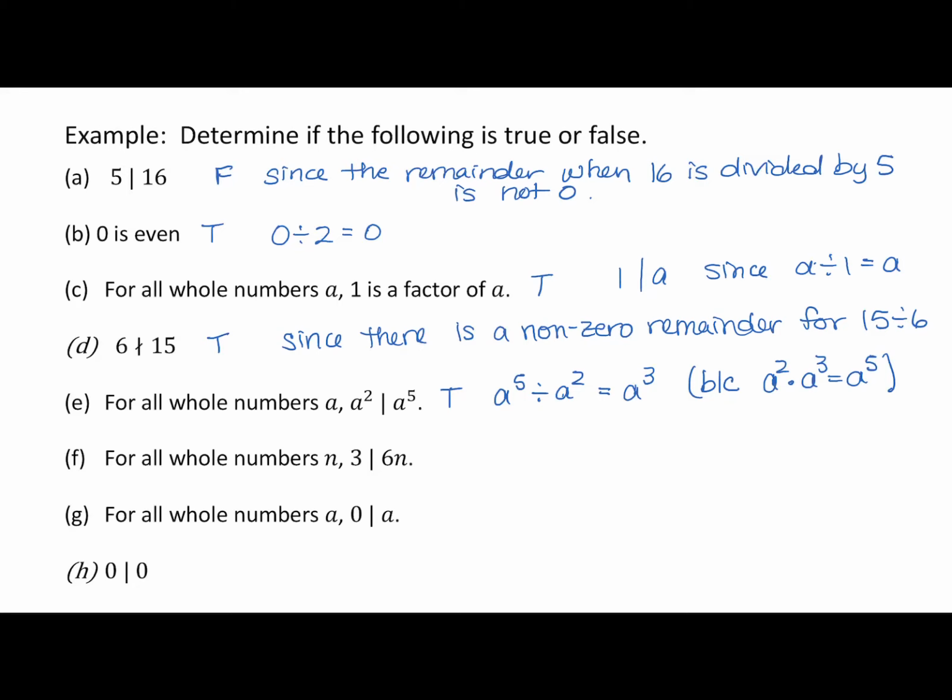For all whole numbers n, 3 divides 6n. Well, again, let's think about what's happening when I take 6n divided by 3. Well, what is the solution to this? This is going to give me 2n because, again, let's use the multiplication property, because 3 times 2n is equal to 6n. All right, so again, I have a zero remainder, and so this is true.